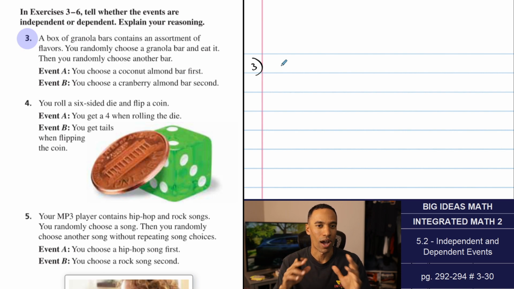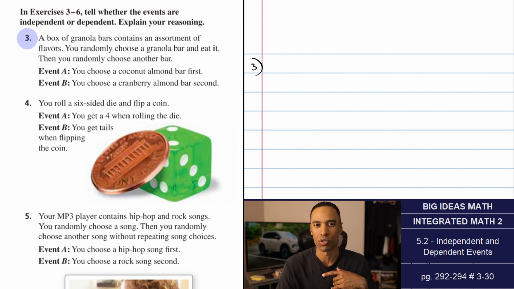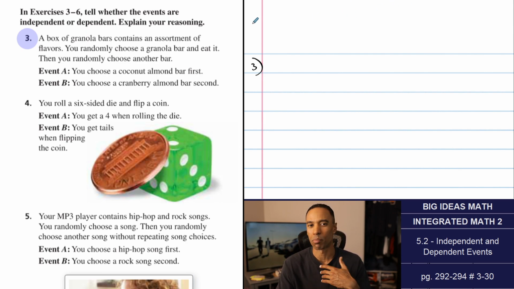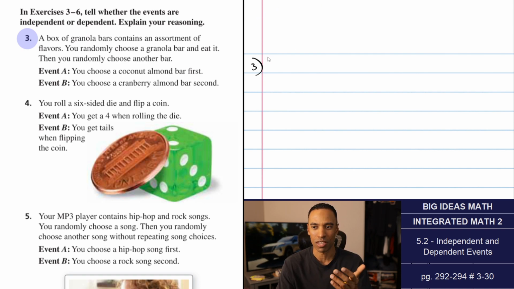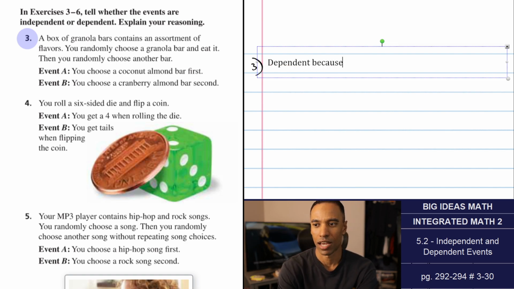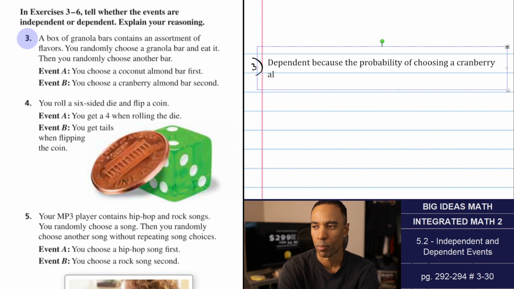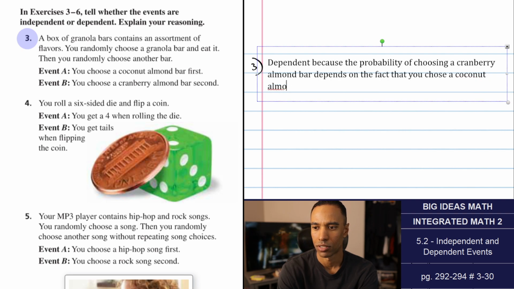So the probability of drawing a second kind of bar after that, it says you choose a coconut almond bar first and you choose a cranberry almond bar second. So they're kind of saying what's the probability that event B occurs given event A occurred? It's going to be a dependent event, because the probability of event B occurring, or of choosing a cranberry almond bar, depends on the fact that you chose a coconut almond bar first.